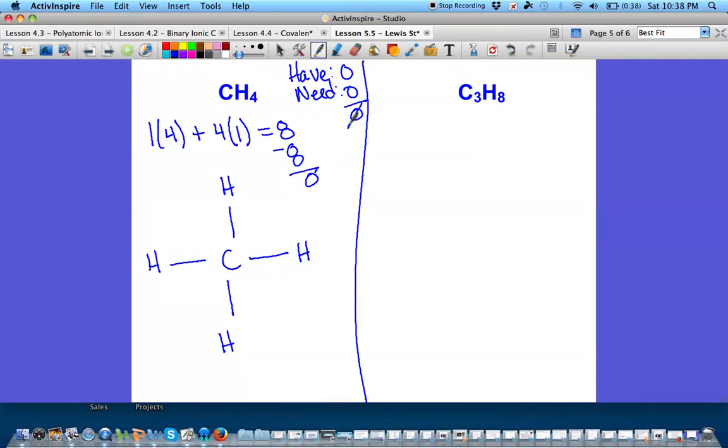C3H8. Now, we don't have one that just has one atom, but carbon is still going to go in the center. Let's first calculate our total number of electrons. So we have 3 carbon. Carbon has 4 valence electrons. We have 8 hydrogen. Hydrogen has 1 valence electron. So 12 and 8 gives us 20. So now we're going to put our carbons in the center of our compound, and then we're going to arrange our hydrogen around it.